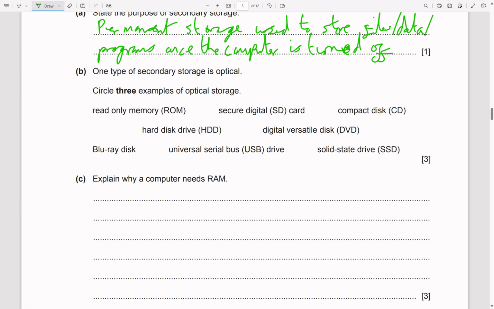One type of secondary storage is optical. Circle 3 examples of optical storage. All right, so when it says optical, well, of course, this means using light, or lasers. So that's going to be our compact disk. Well, let's try and go through them.